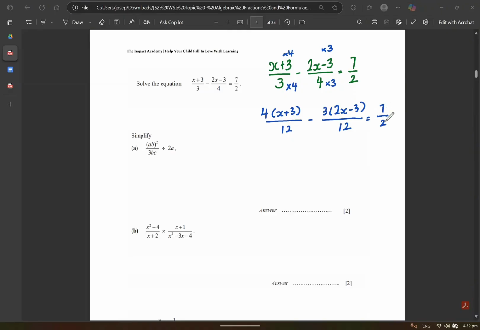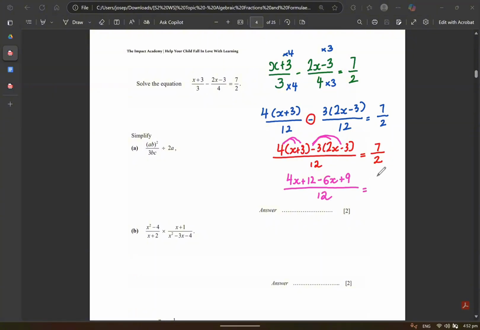Of course, now once the denominator is the same, you can combine them. All right, but please take note of the killer. Who is the killer? The minus over here. So minus 3 bracket 2x minus 3 equals 7 over 2. Now from here itself, you're going to expand it accordingly. You get 4x plus 12 minus 3 times 2x, you get minus 6x, minus 3 times minus 3, you get positive 9, over 12 equals 7 over 2.